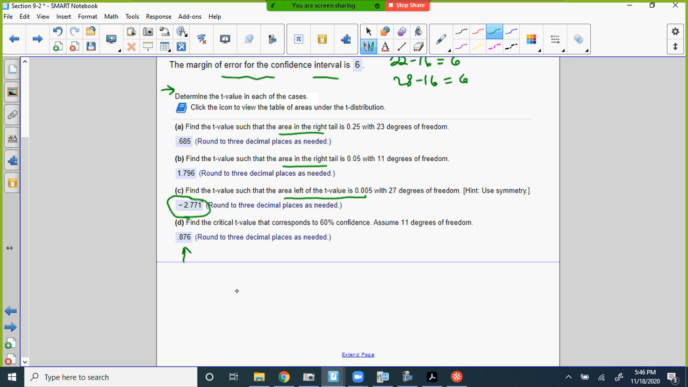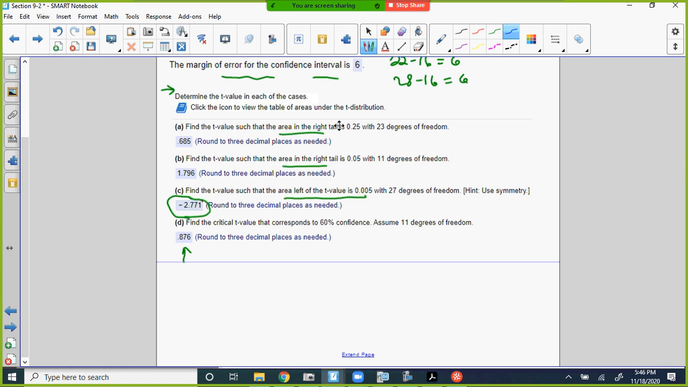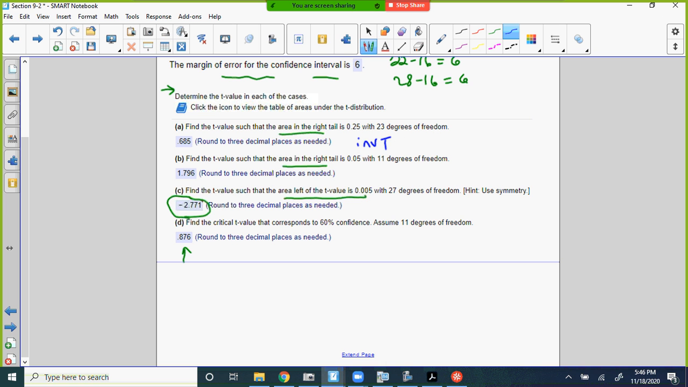Okay, so we can do this using an inverse t, right? Inverse t, and we're going to have to put in, let's see.